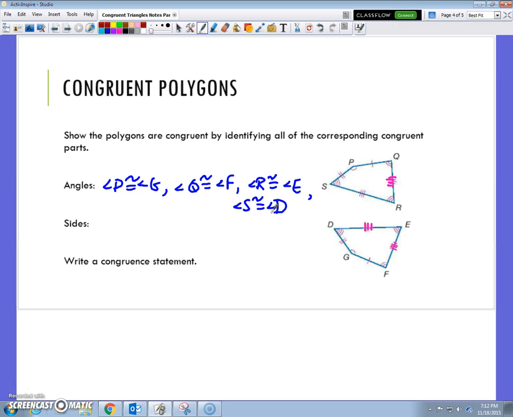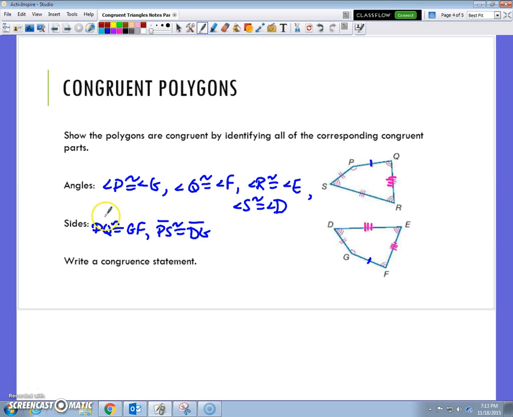Okay, now our sides, same idea. The dashes indicate that they're of equal length. So let's go right in order. Let's do PQ and GF. They both have 1 dash. So we can know that PQ is congruent to GF. We would also know that the two dashes, PS, is congruent to DG.